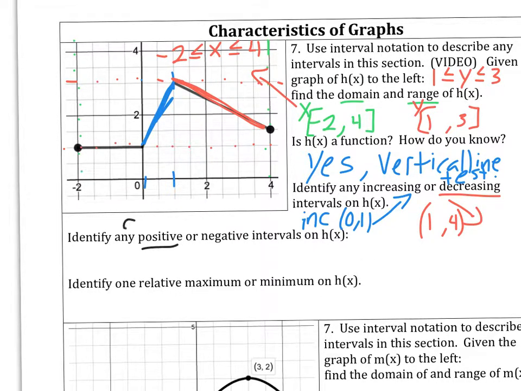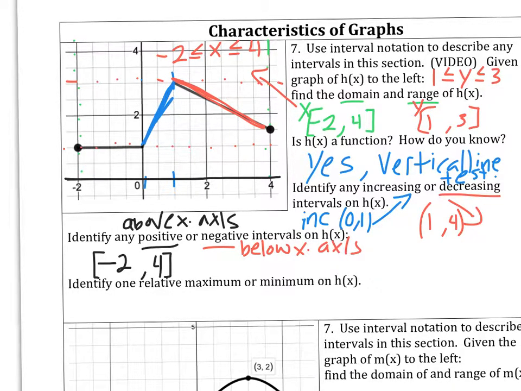Positive, we know, means above the x-axis. The x-axis is here. My entire graph is going to be above the x-axis. So that's going to be from negative 2 to 4. And again, that's going to be in interval notation. Negative intervals means below the x-axis. And because there's none of this below the x-axis, there'd be none.